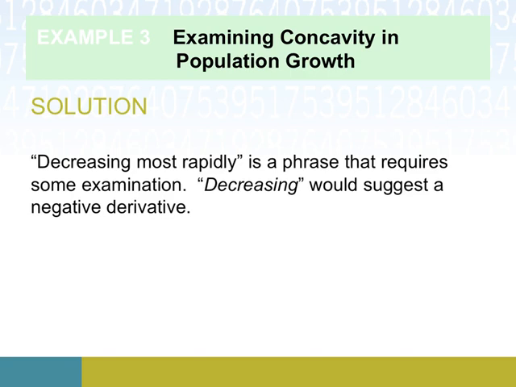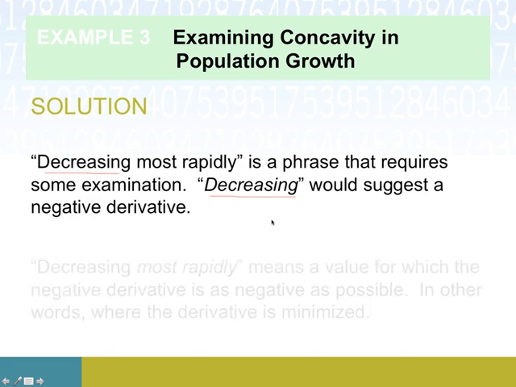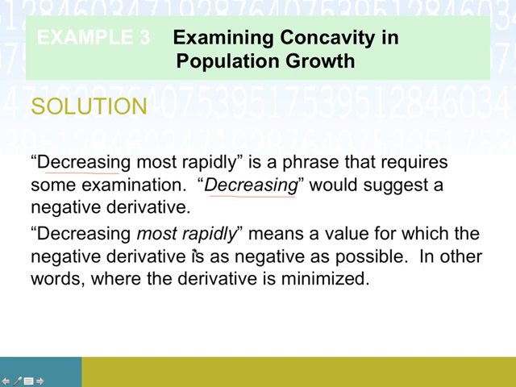So this sort of says it all, but decreasing most rapidly is something we need to think about a little bit carefully. Just piecing this together, the decreasing part seems to imply that we're thinking about a derivative being negative, and that's not wrong. Decreasing most rapidly seems to imply that, sure, we want a negative derivative, but we want the most negative derivative that we can find. In other words, this is the derivative itself being as small as possible.